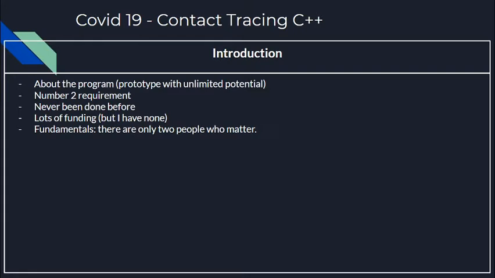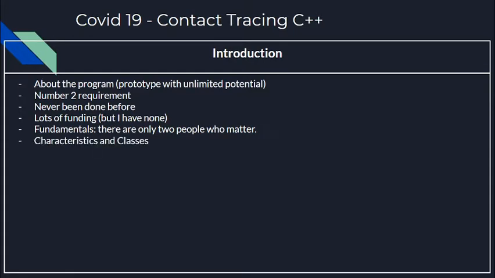Fundamentals. And this is the mind-blowing thing about contact tracing. When I started building this program, there are only 2 people involved in contact tracing. There's a person doing the contacting, and the person who is being contacted. So in the back end, I have 2 IDs: one is a PID and one is a CID. Those are the only 2 people that are involved.